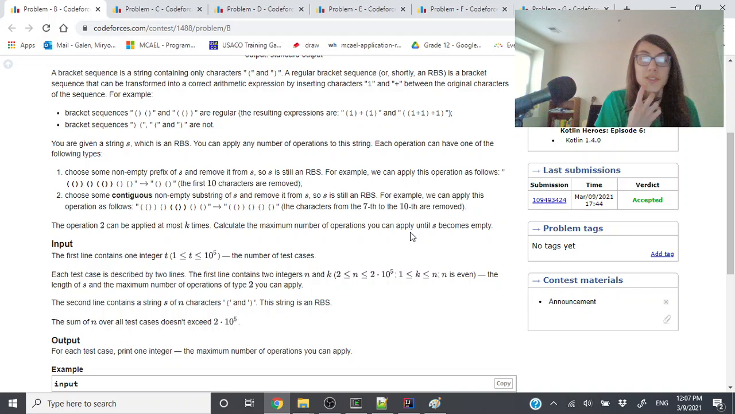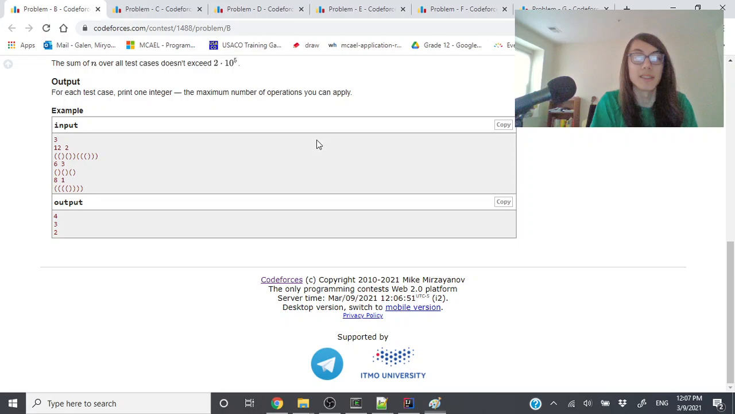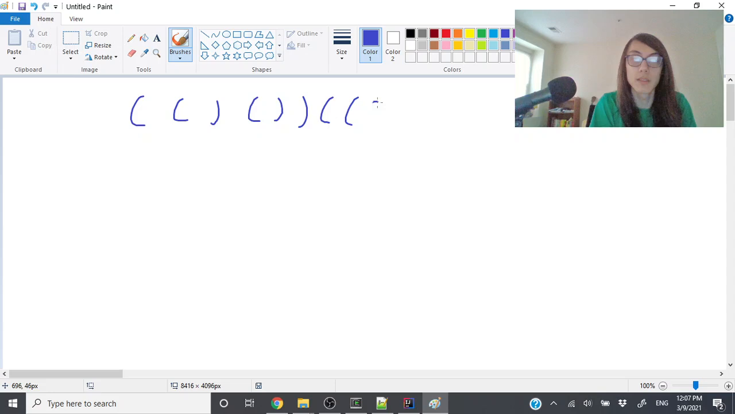For B, you get bracket sequences, and essentially you're given a regular bracket sequence, for example, like this. And a regular bracket sequence is defined in the problem, so I won't go too deep into it.